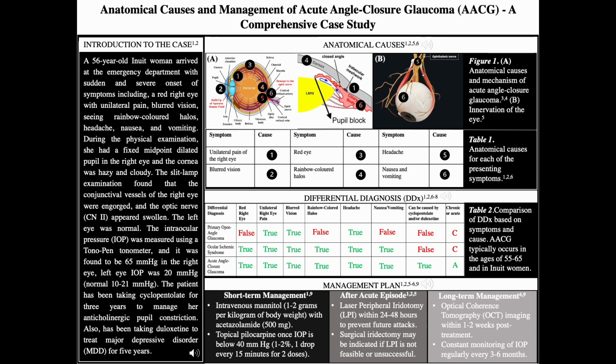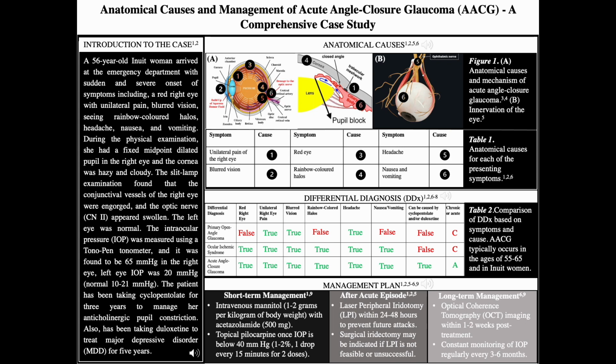The next stage is after the acute episode. Here, attention shifts to preventing future attacks. Laser peripheral iridotomy is performed within 24 to 48 hours to create a small hole in the iris. This will create a path for the aqueous humor to drain from, reducing the risk of recurrence. If the LPI was unfeasible or unsuccessful, surgical iridotomy may be considered. Next is long-term management.